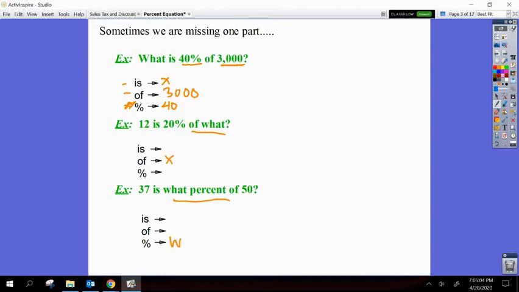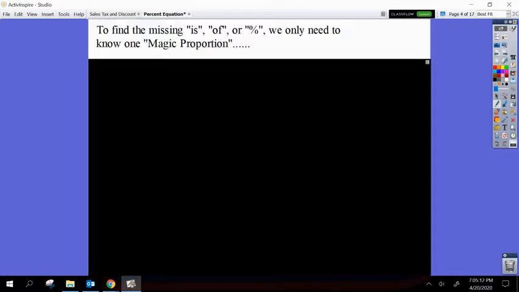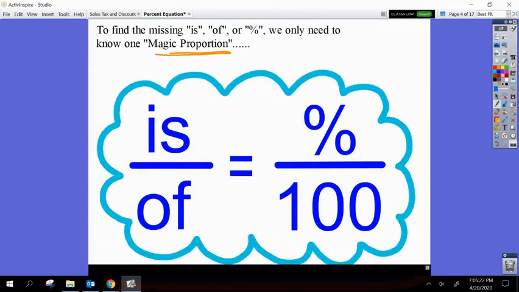The nice thing is no matter what you're missing, if you're missing the is, if you're missing the of, or if you're missing the percent, you only have to have one formula memorized. And I call it the magic proportion. But in all seriousness, this is one thing you would need to have committed to memory if you want to be successful with sales tax and discount, and that's is over of equals percent over 100. It's something you need to pause the video for right now and write it down. This is the proportion you need to have committed to memory. Is over of equals percent over 100.